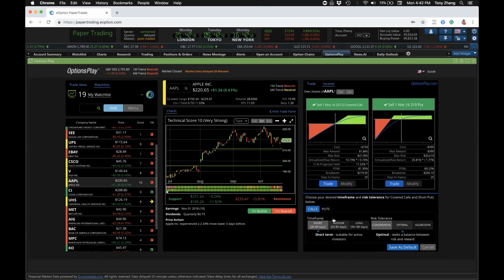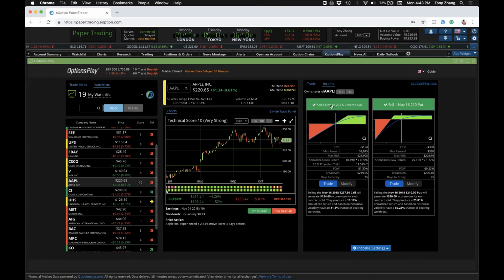So I have mine set to short-term optimal because when I'm selling options, I trade fairly frequently, so I sell shorter dated options. My risk tolerance is fairly not too aggressive, not too conservative, so I fall in the middle category. But for puts, I like to be a bit more aggressive because I want to chase some yield when I'm selling some puts, and I want to own that stock. So I'm a little bit more aggressive when I'm selling puts. So you can set your own settings, click on Save as Default, and all the covered calls and short puts we present to you are based on your personalized settings.